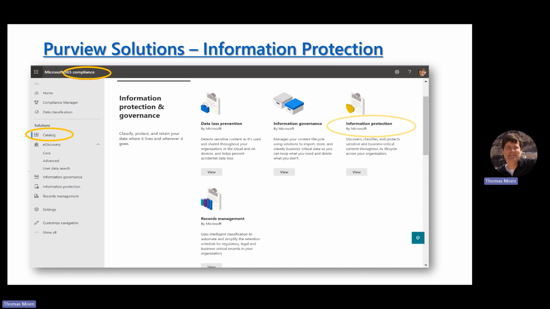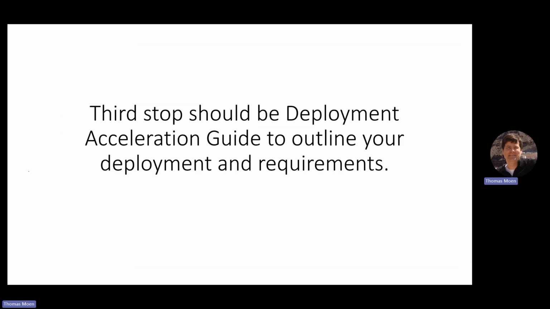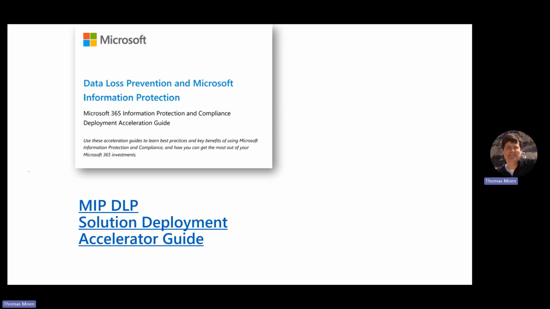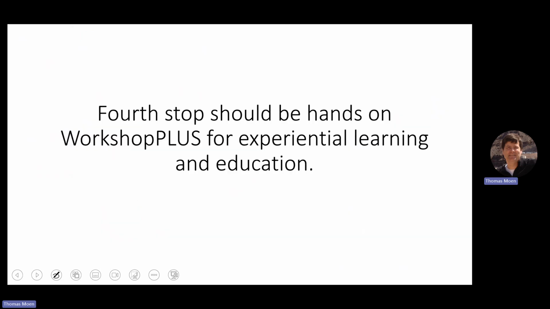So from the solution catalog, again, information protection, all of the solutions are in here. There's great learning that links from those solutions. And then we do have these things called solution deployment acceleration guides, which give you in a crawl, walk, or run stage. The first one of these that we created, I put that crawl, walk, and run in there. So we've continued to do that.